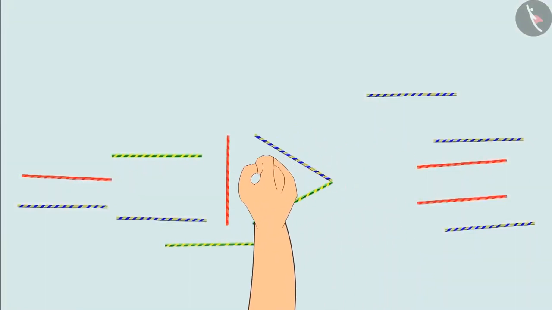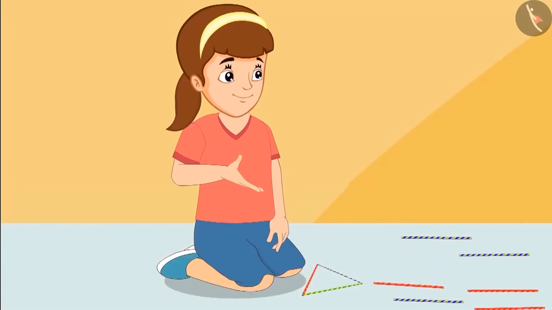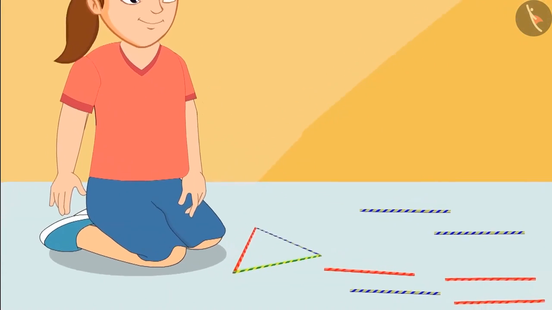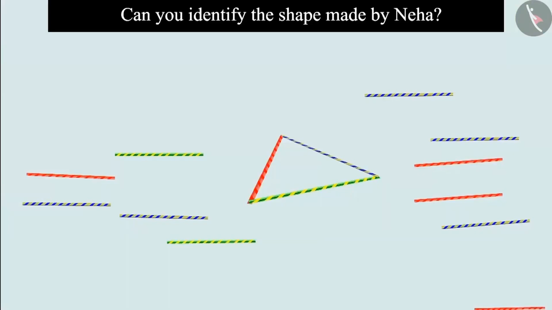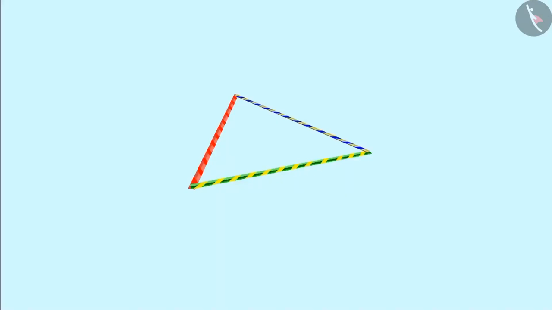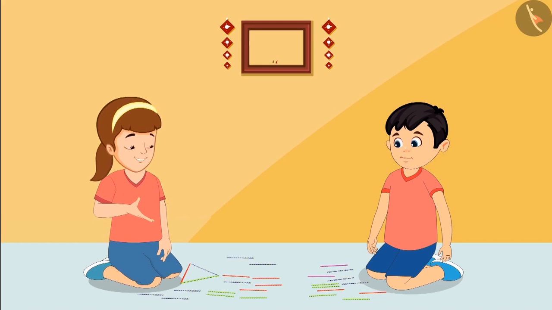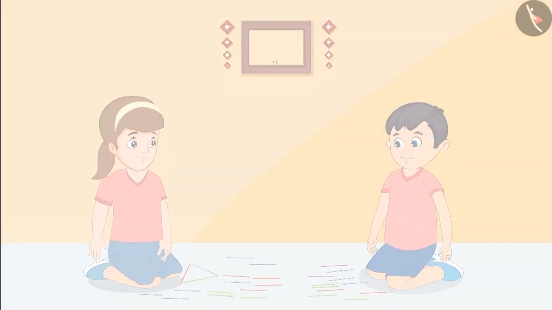Neha, what are you making? Chotu, I have made a shape out of three straws. Can you identify the shape I made? Children, do you know which shape Neha has made? Come on, let's see. Neha, the shape is made of three straws. It means it is a triangle. Is it so? Yes, Chotu, you are right.